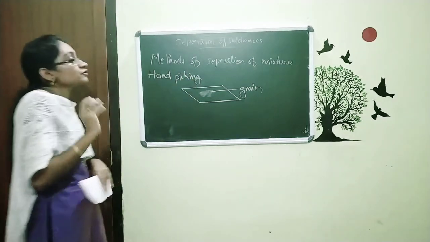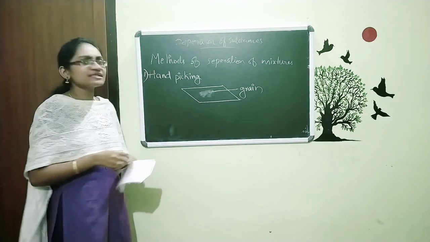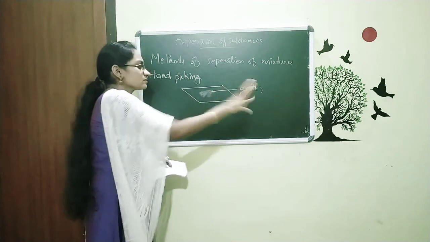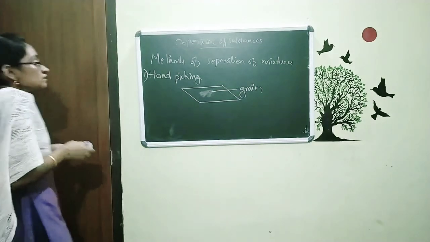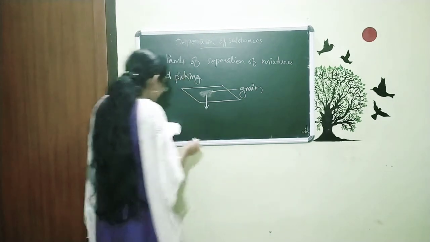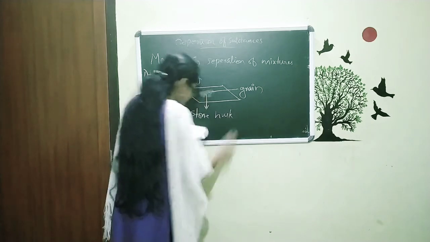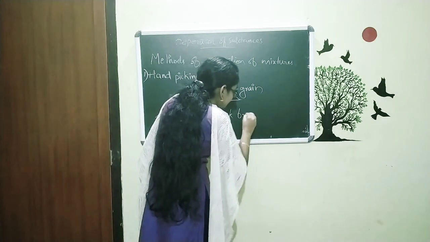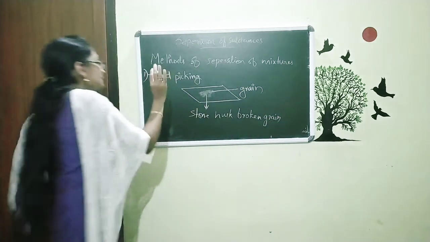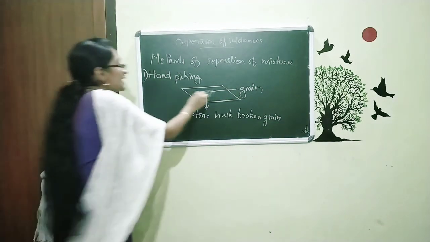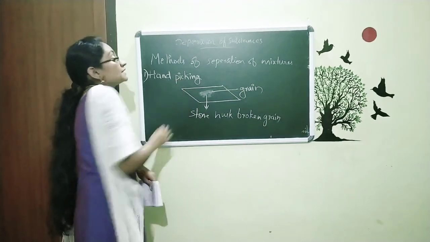The first method you want to study is hand picking. Hand picking simply means we are just taking out the impurities. That is what hand picking is. So in this mixture we are separating stone, husk, broken grain, like all the things we are hand picking. This is the example for using hand picking.